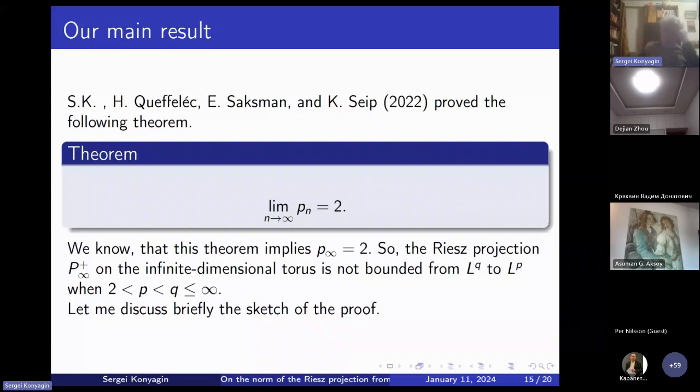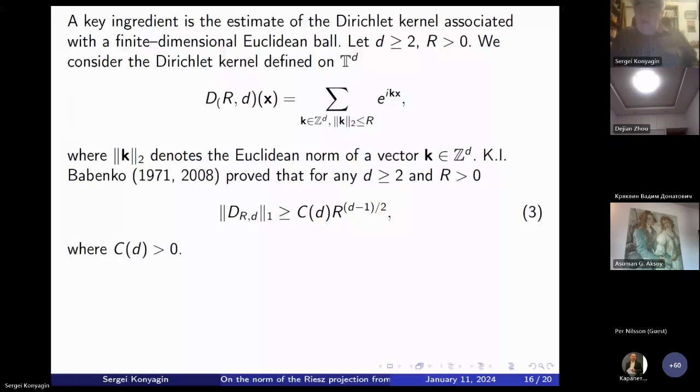Actually, the proof is rather complicated and technical, and of course I have no possibility to give the proof, but I want to mention the idea of our approach. Actually, we can reduce it to the Dirichlet kernel, multidimensional Dirichlet kernels.